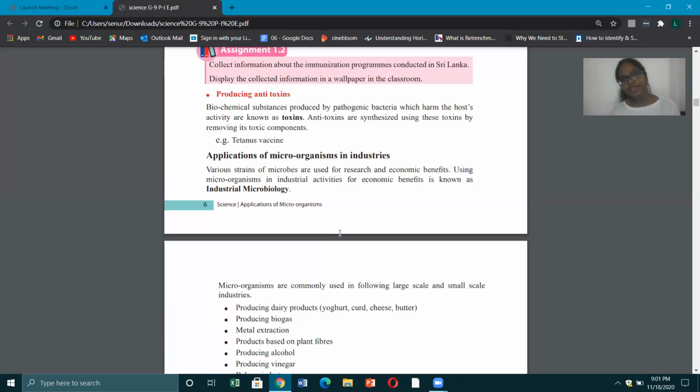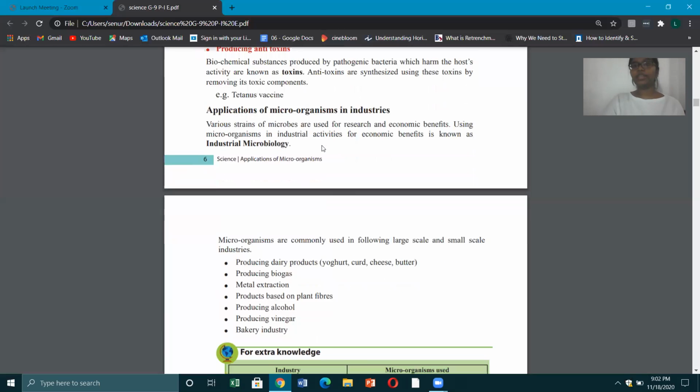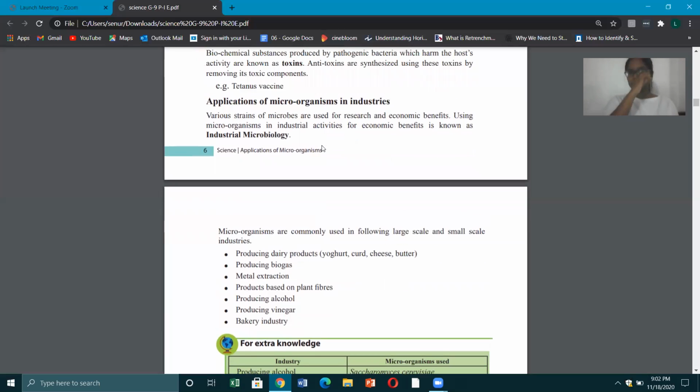Now that friend is a good friend. So the same applies here. That is what's been used with the tetanus vaccine. So the toxic components are removed from the toxins of the pathogen.